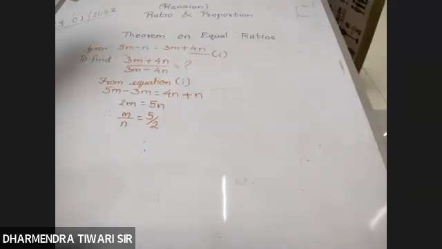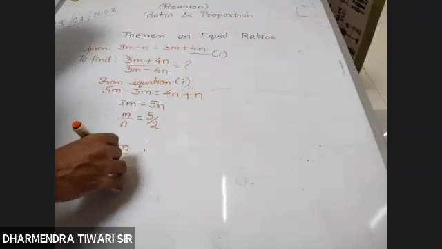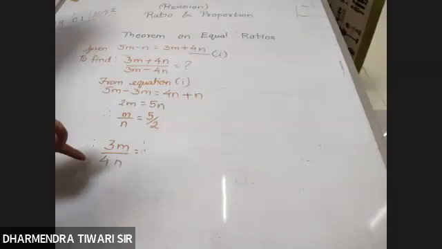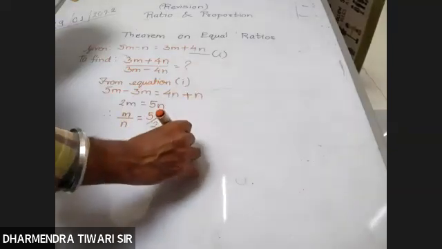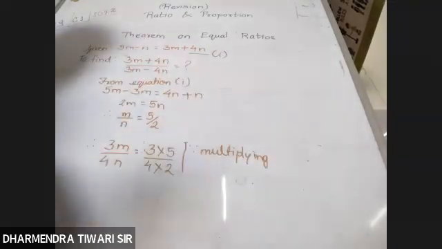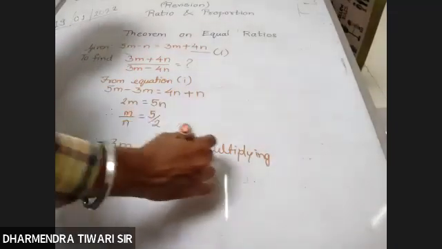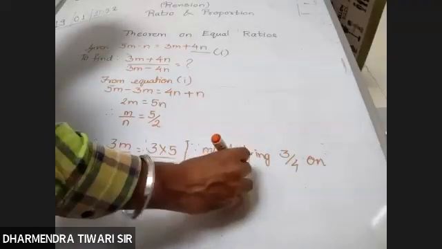Once we get the value of M upon N, as per requirement, we want the value of 3M plus 4N upon 3M minus 4N. Along with M we are having 3, and along with N we are having 4. So what we will do, we'll multiply. Therefore, 3M upon 4N: we are multiplying by 3 by 4 on both sides. If you don't understand it like this, we will write the reason. 3 into 5 upon 4 into 2. Multiplying 3 by 4 on both sides.